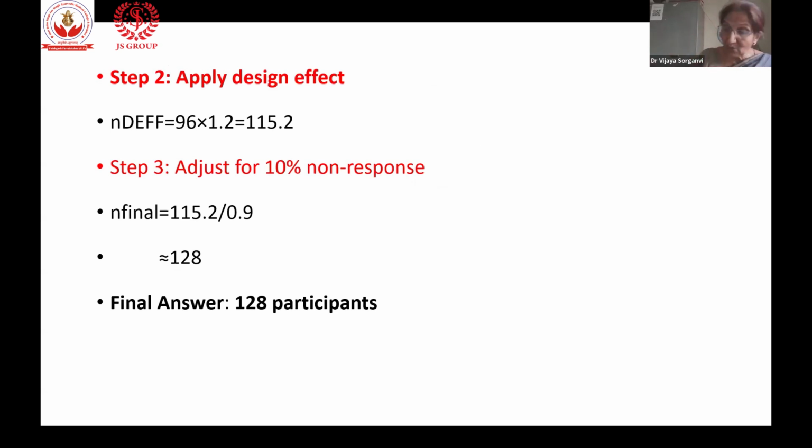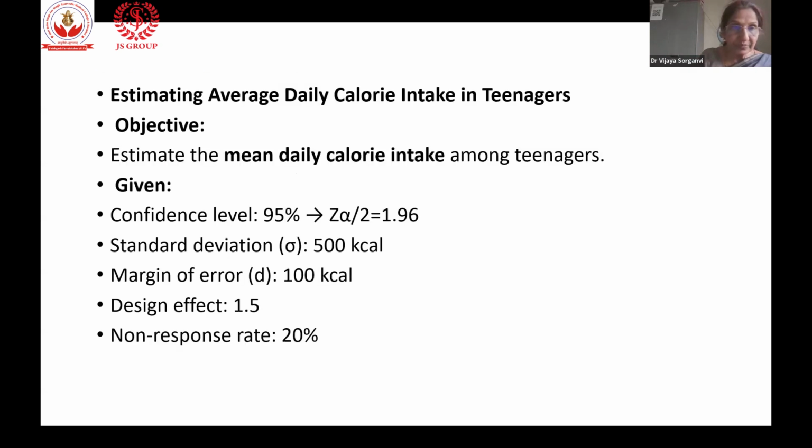With 115 I calculated. See, here first I applied design effect. 96 is the actual sample size. When I applied design effect 1.2 times, it is 115. Then again, for 10% I added non-response. So finally we get 128 as the sample size. If availability is not there, if resources are not there, don't go for all these adjustments. Take directly only 96 as the sample size. So this you can calculate. This is the example for you.